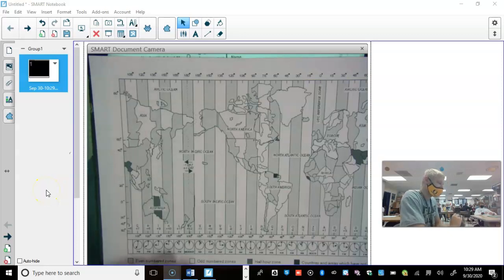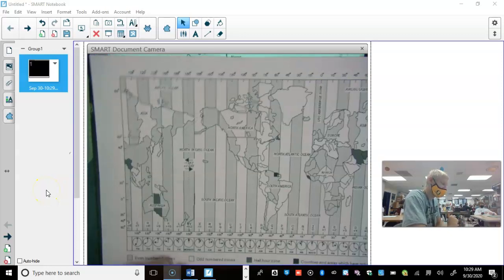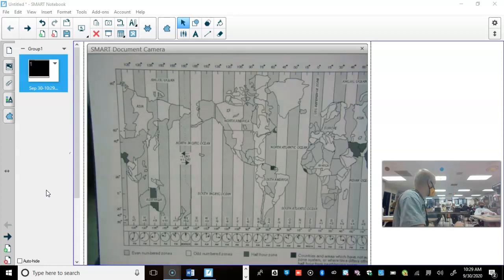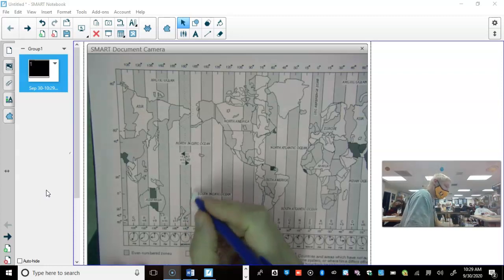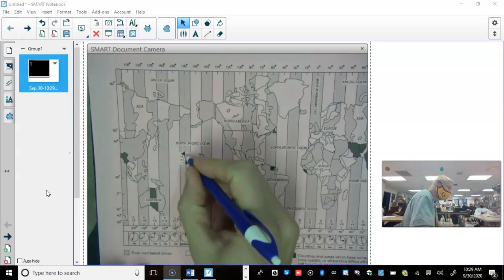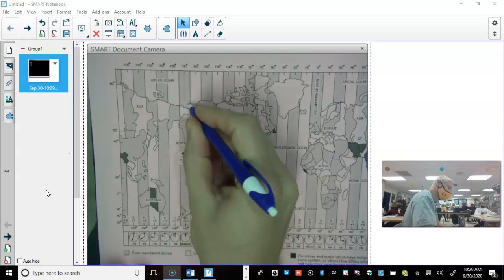All right, here we go. Today's video we're going to be talking about time zones. And time zones are caused by the rotation of the Earth on its axis. And you guys ready? So here we go. The important line right here. This separates it from one day to the other.